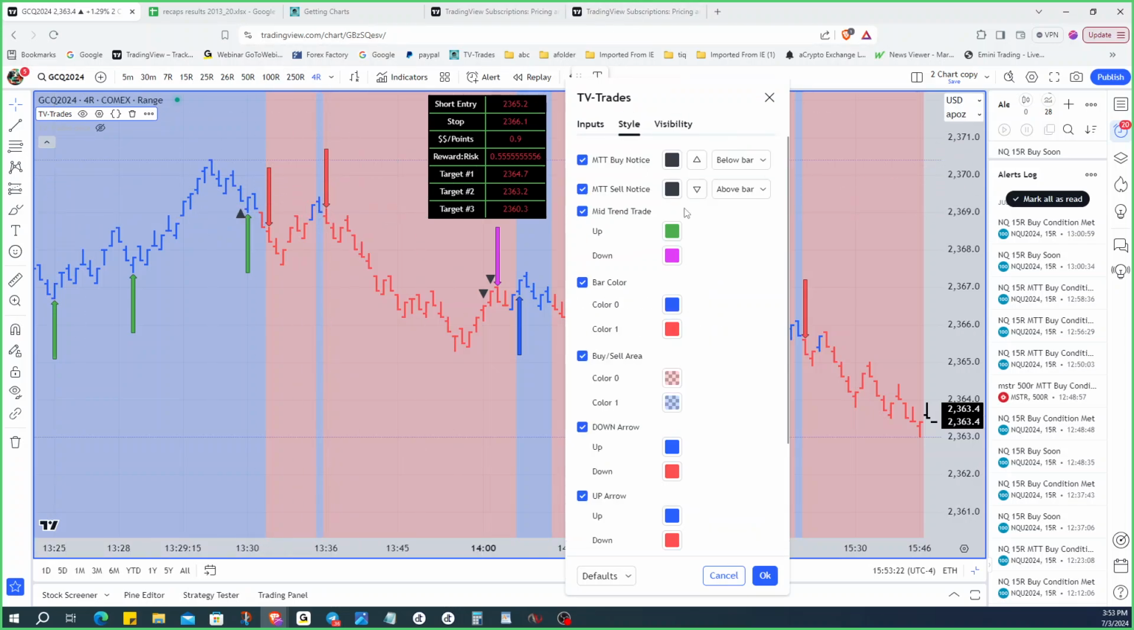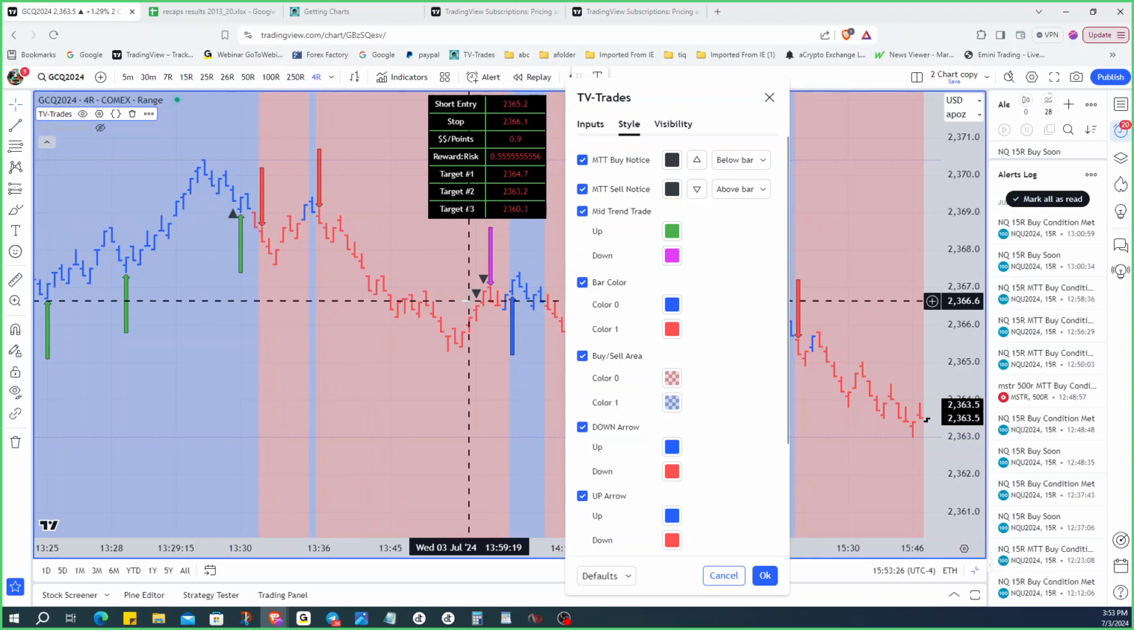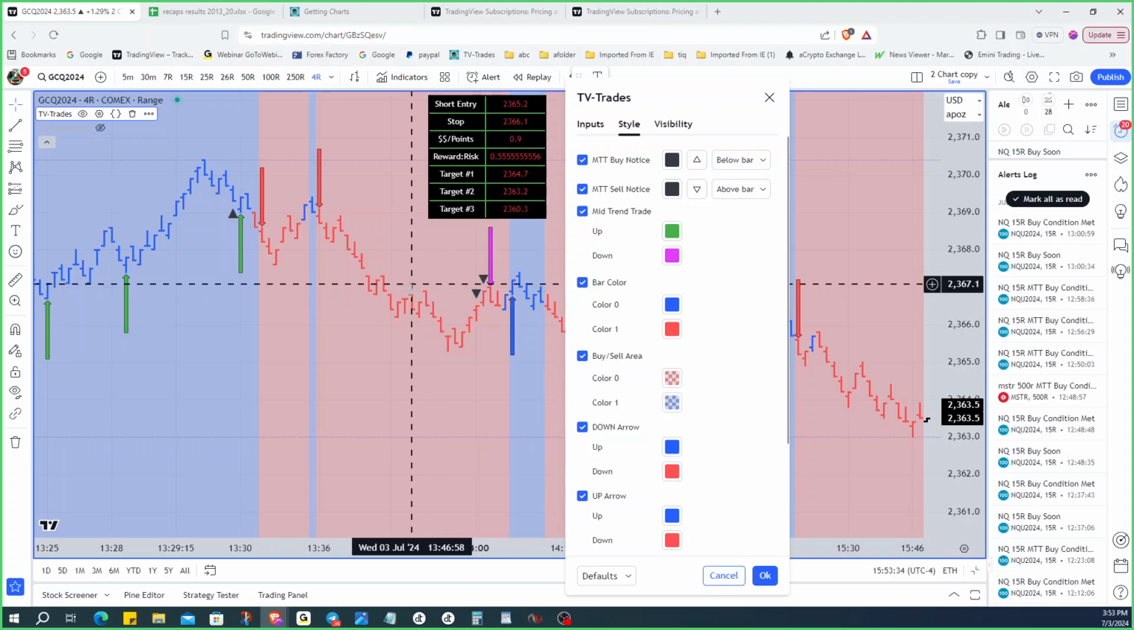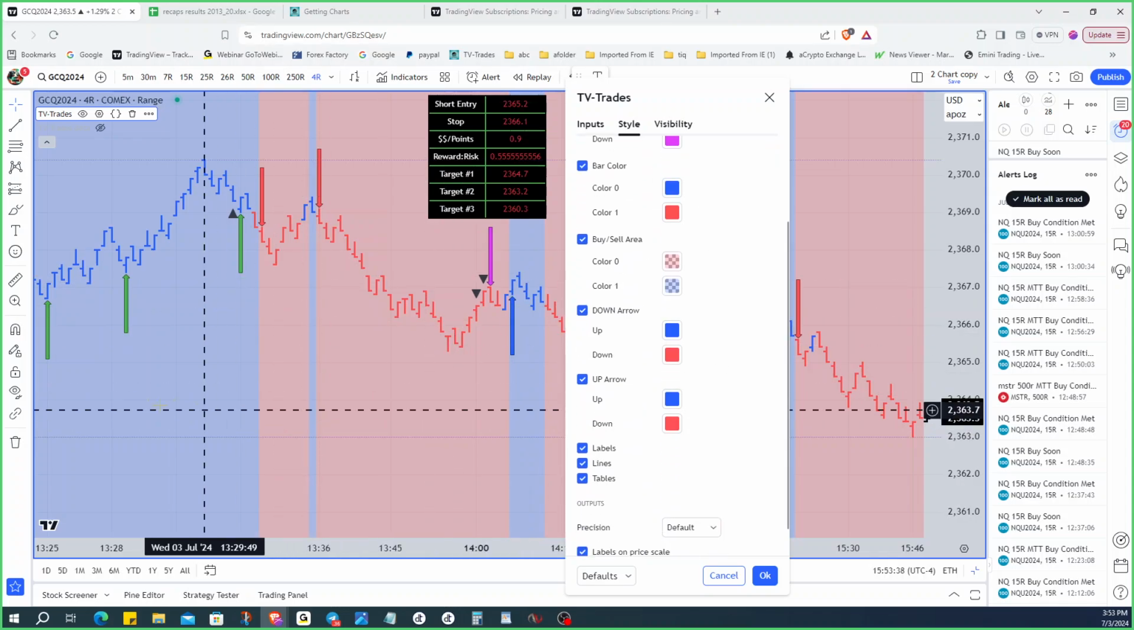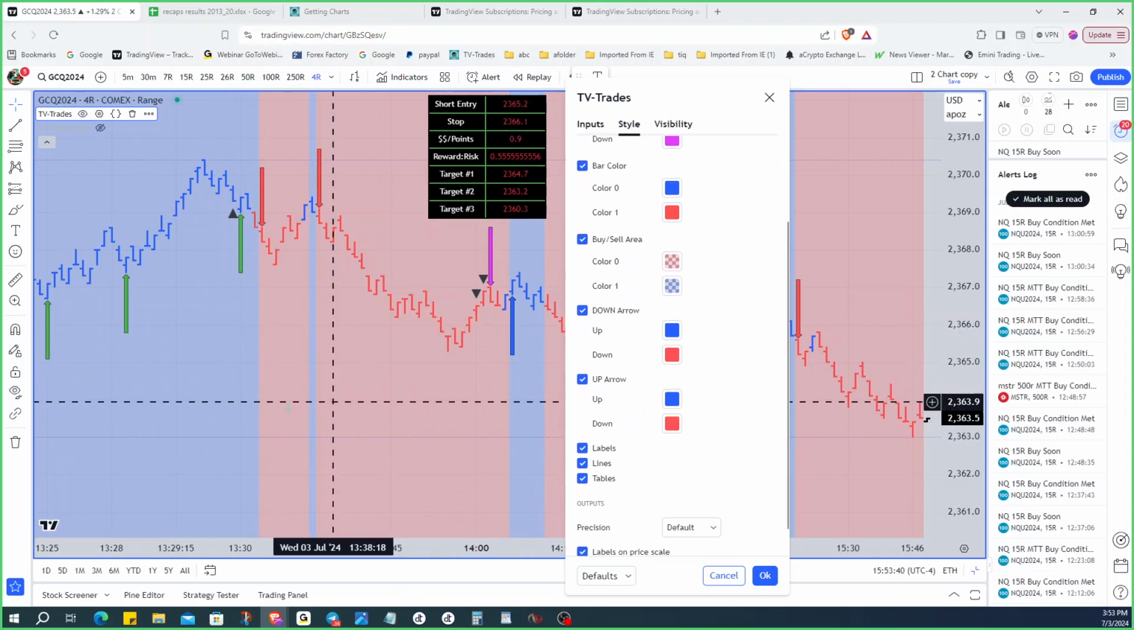Okay. Now in here under style, these are the little black arrows that pop up and down. You can make them not black if you want. If you have a black background, you might want those to be white. Mid-trend trade, you can change the colors of those. The bar colors, these are the bar colors right here. All these bar colors, you can change if you want to. The buy and sell area, these background colors right here is what that is. The up and down arrow.